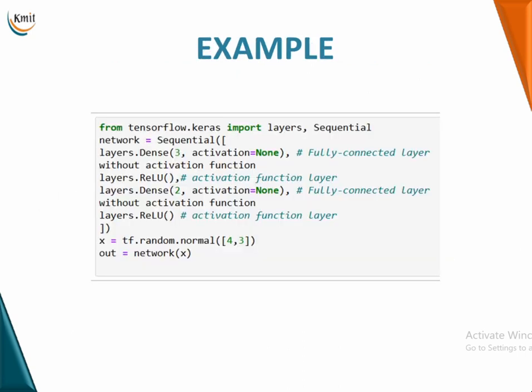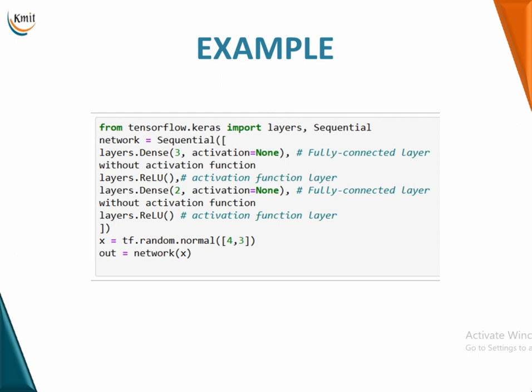Okay. So for example, from TensorFlow Keras, I am importing layers as well as the sequential container. You can see using this sequential, now I am creating a network. In that, I am calling my layers, whatever I want to build. For example, first I want to create a fully connected layer with 3 units. I am not using any activation function. Then I am calling an activation function layer with a relu activation function. That's another way of building it. So layers.relu here I am calling.